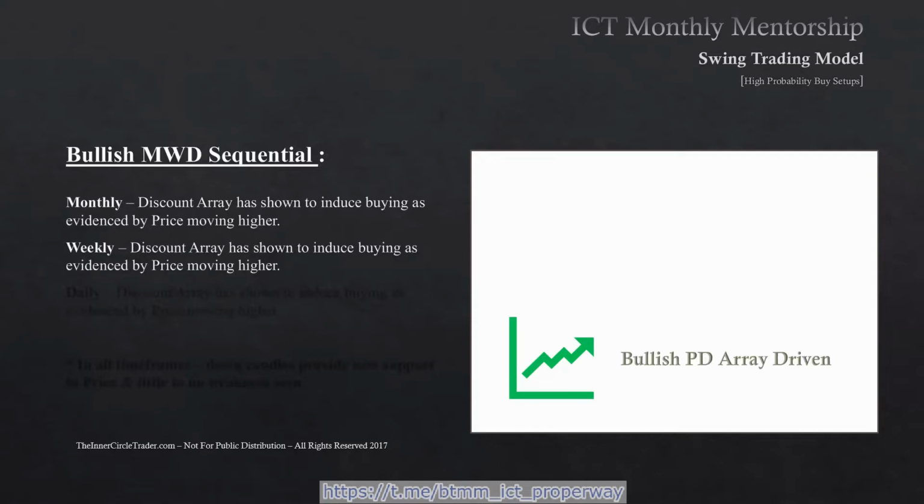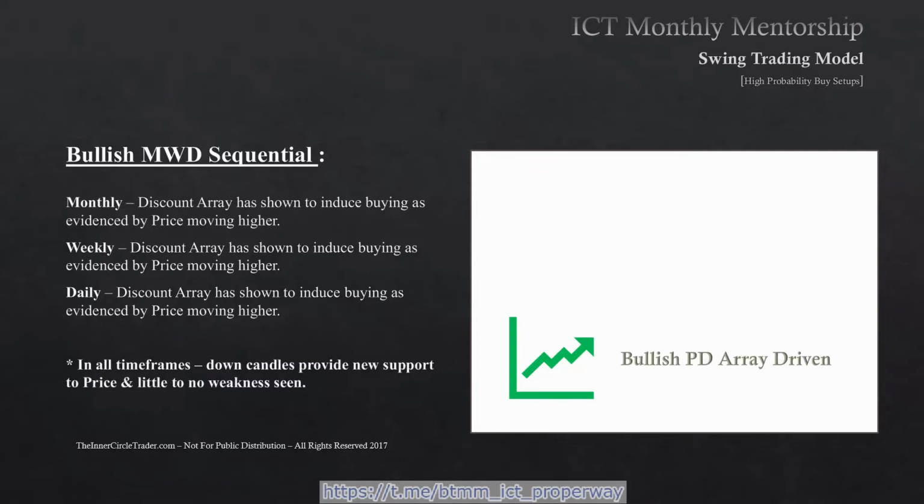Okay, in the weekly chart, we're looking for the same thing, just on a lower time frame. We're outlining discount arrays, and we're looking for a discount array that has shown a willingness to induce buying, and that's going to be again evidenced by price moving higher. The daily chart, much in the same way, we're looking for discount arrays to show evidence that there are buyers in the marketplace that you're under study, and it's going to be seen with price moving higher. In all time frames, down candles provide new support to price, and little to no weakness is seen.